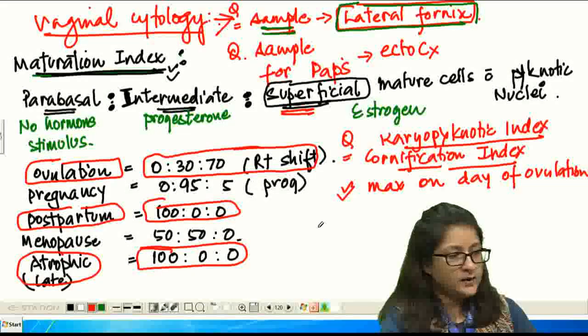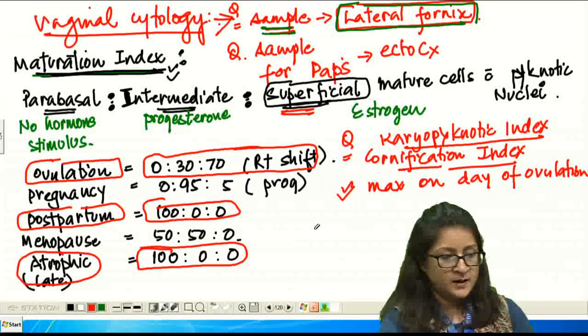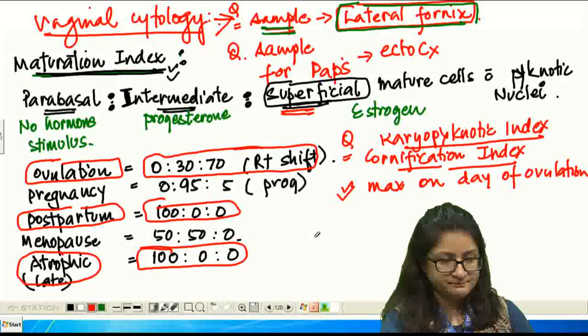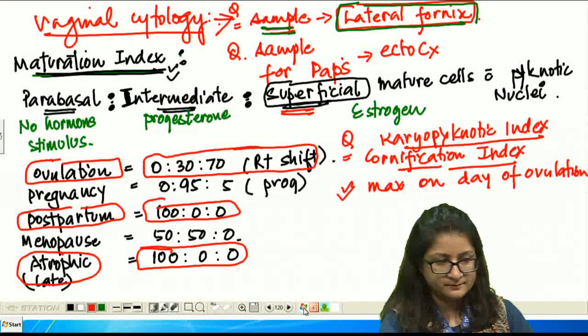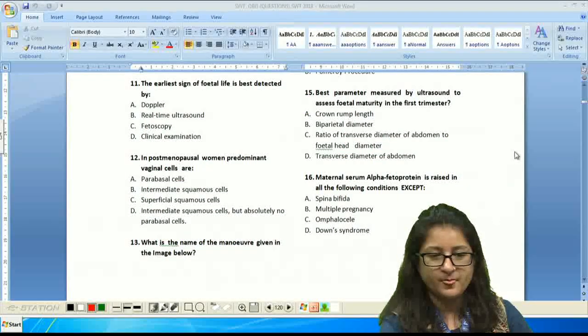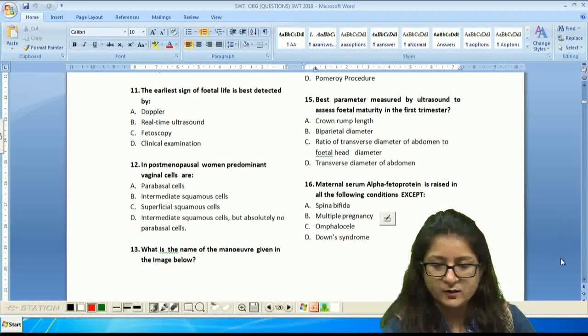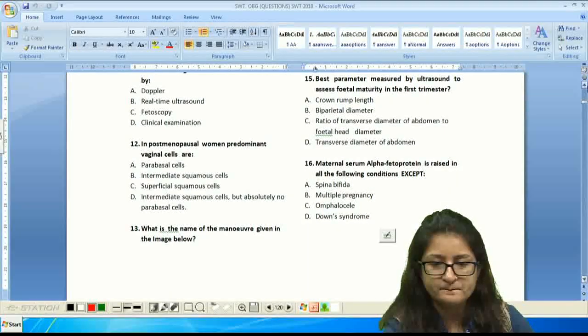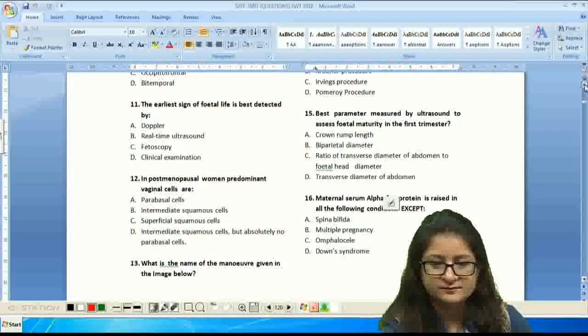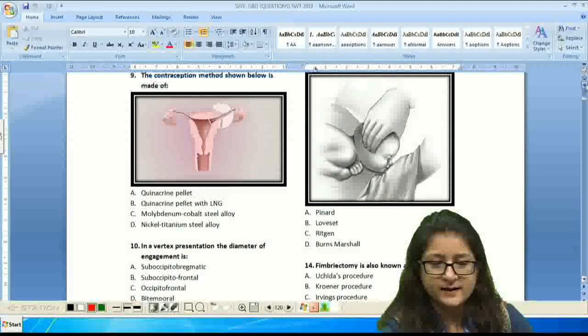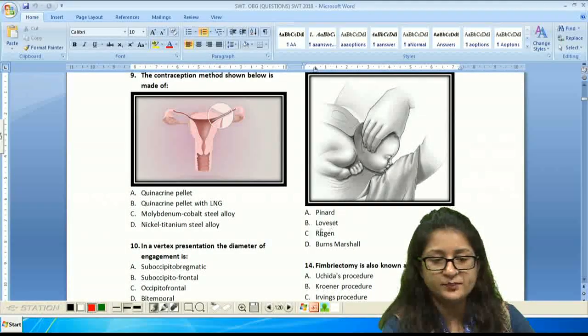Okay. Now coming on to the next question. Question number 13, what is the name of the maneuver given below? Yes, the name of this maneuver here is the Ritgen maneuver. This is the Ritgen maneuver.